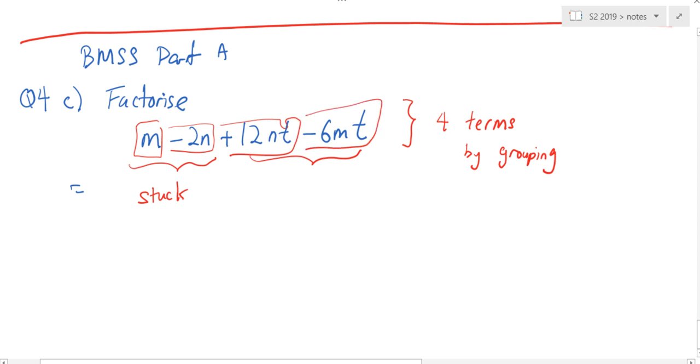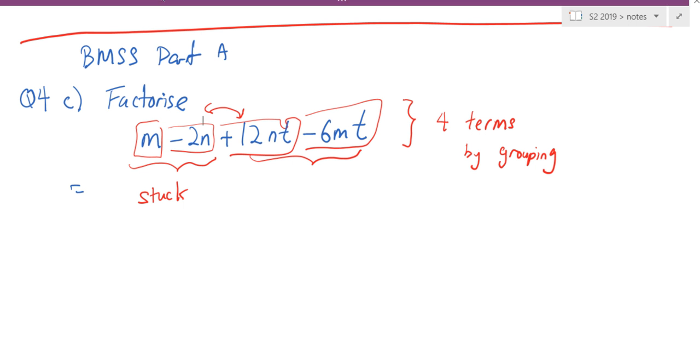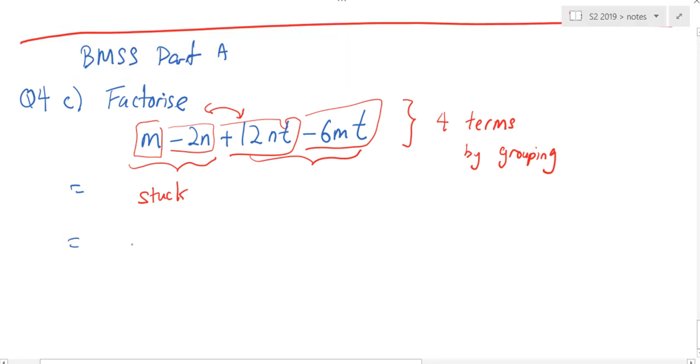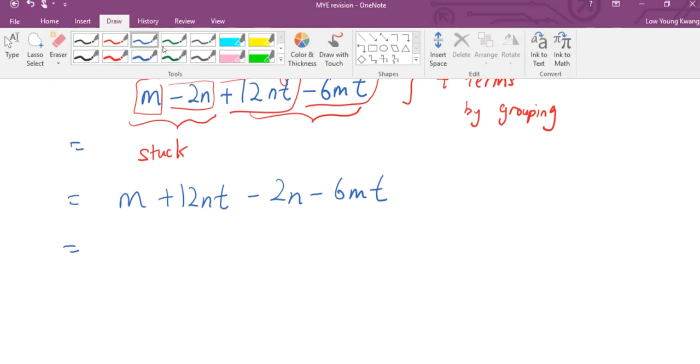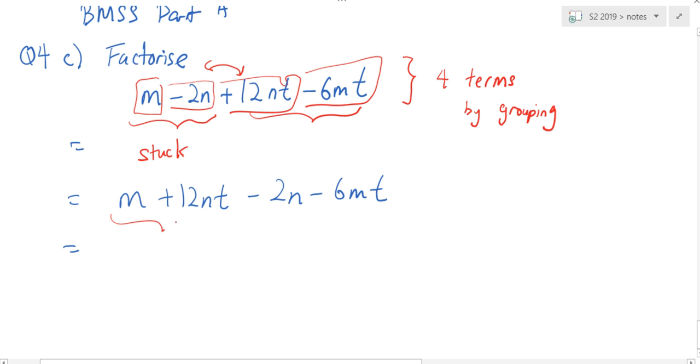Now, how do I want to shift? Can I try the second and third move? Can I try moving the 2? Let me show you how to write. So it looks like that. So again, I want to try by grouping. Can I factorize this by grouping?